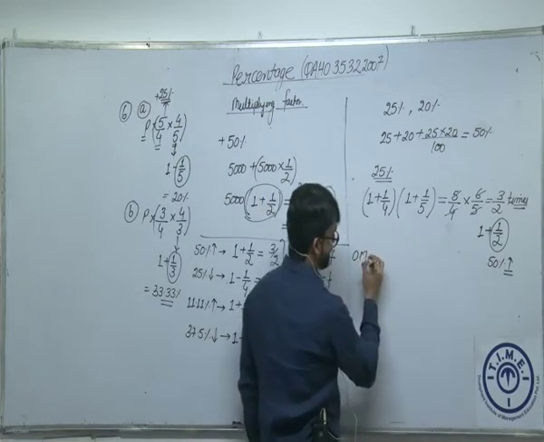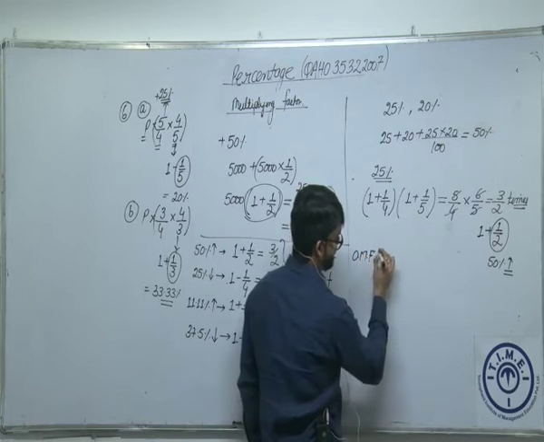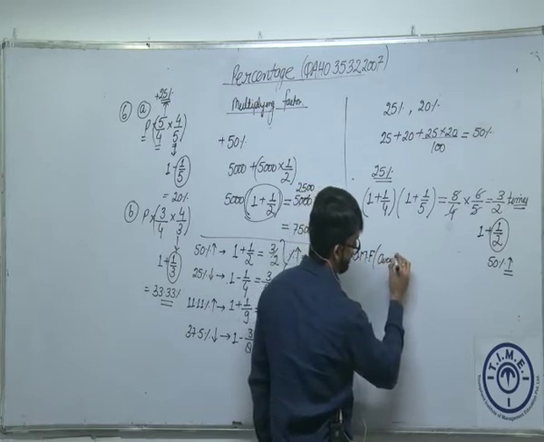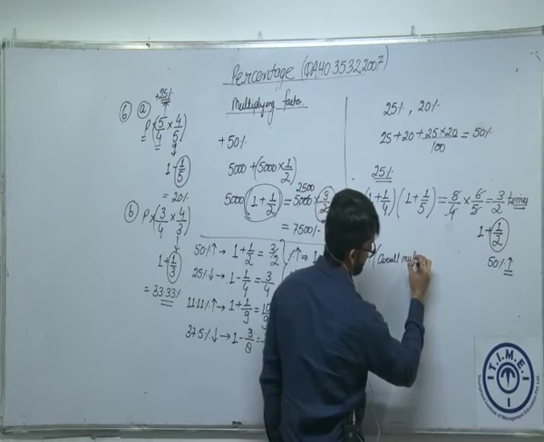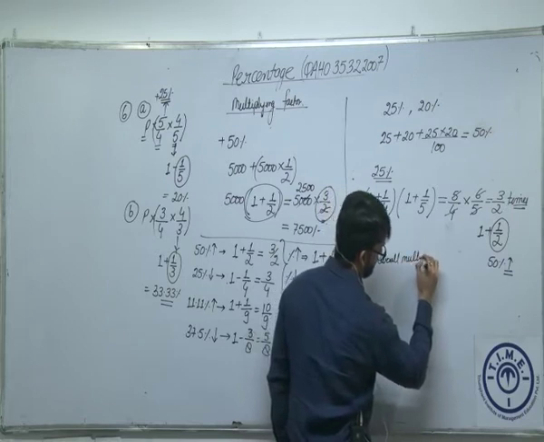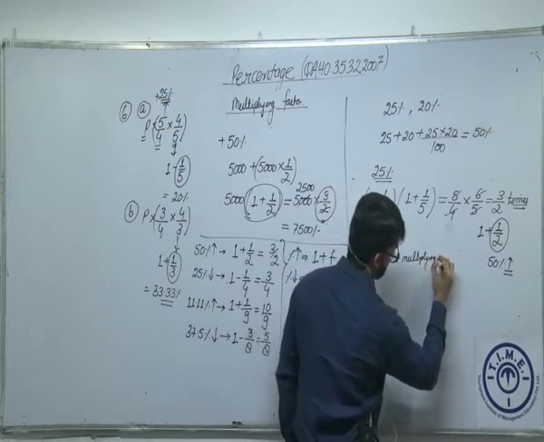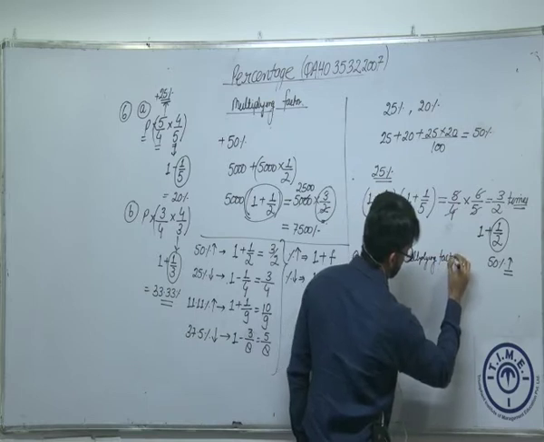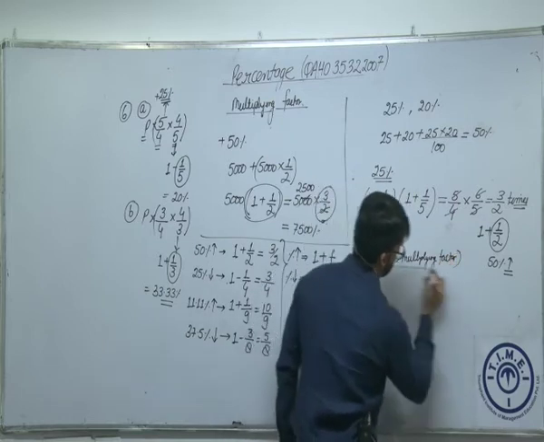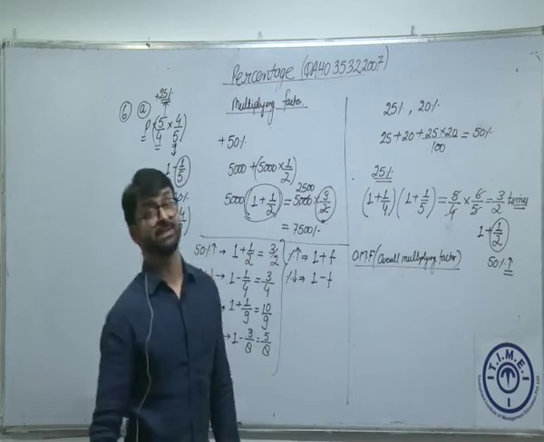So this is something called overall multiplication factor, which is useful. This can be used in successive percentage also.